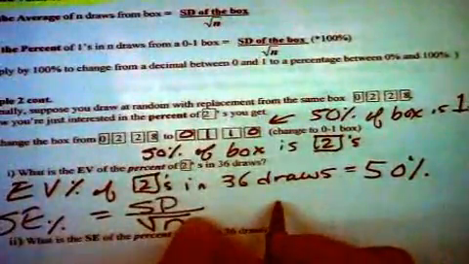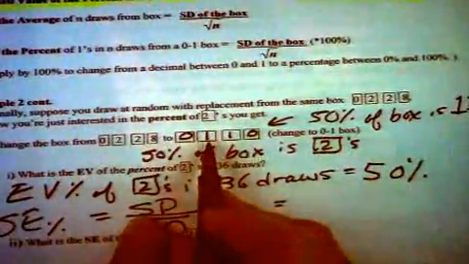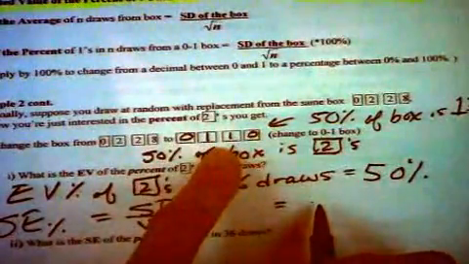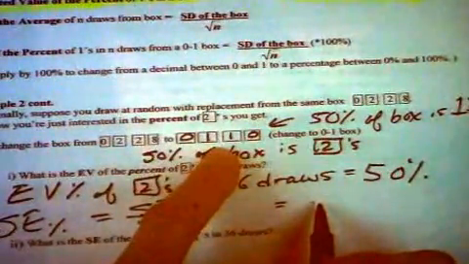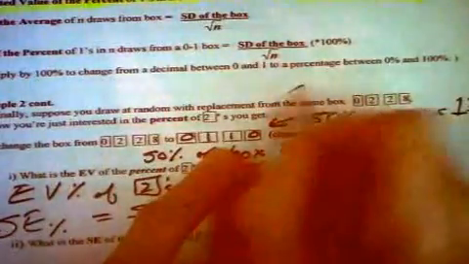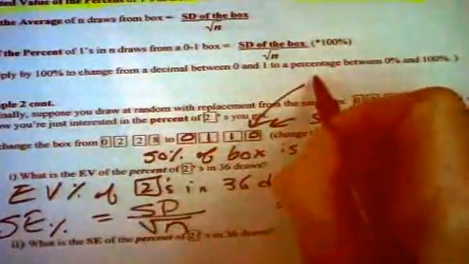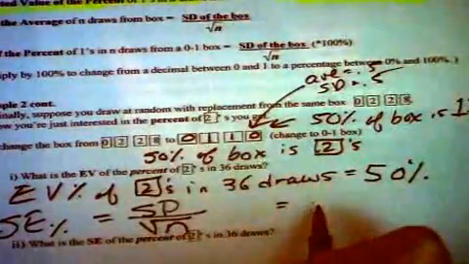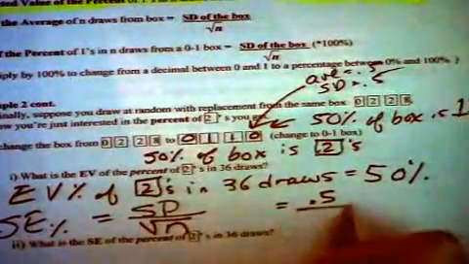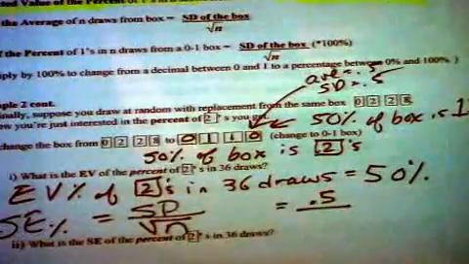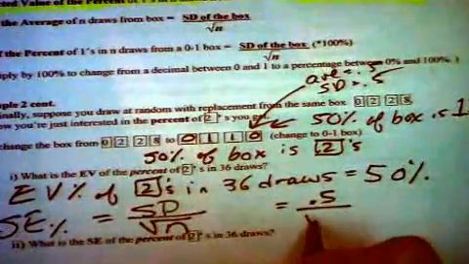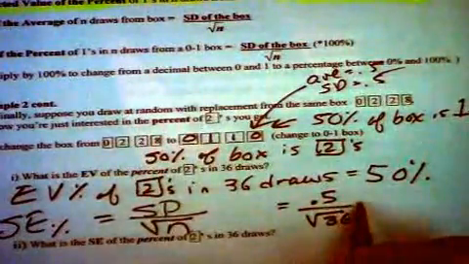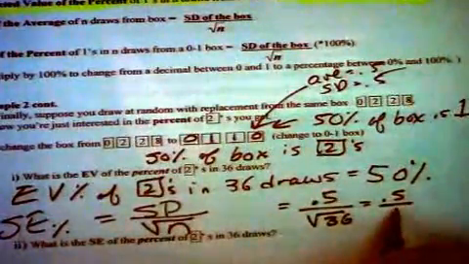Leave a space here. I want to show you what happens. So what's the standard deviation of this box? We already said it was 0.5. The average is 0.5 and the standard deviation is 0.5. So you have 0.5 over the square root of what? How many draws do we have? 36. So this gives you 0.5 over 6.